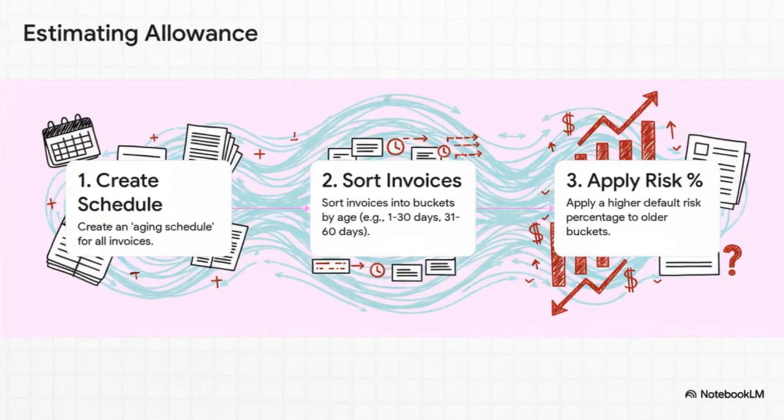Okay, but let me push back on that a little. You said best guess. Doesn't that sound a bit subjective? How do auditors stop a company from just lowballing their estimated losses to make the quarter look better?